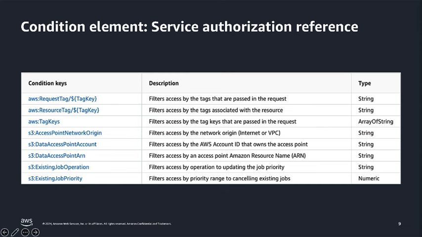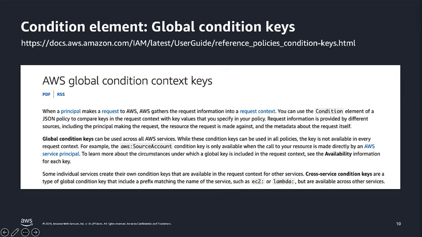There are also condition keys that work across all AWS services. These condition keys are called global condition keys. Global condition keys and their types are documented on a separate page which describes each key and when you can expect to see each key in the authorization context. These are two great pages to bookmark for anyone that has to write IAM policies.